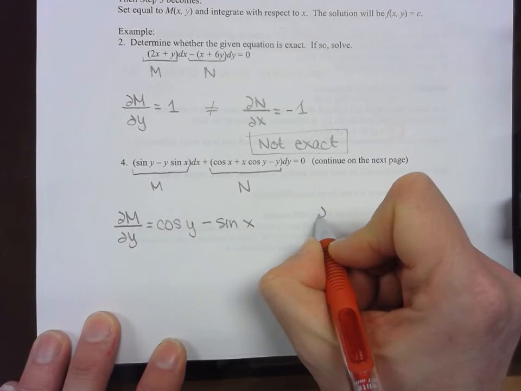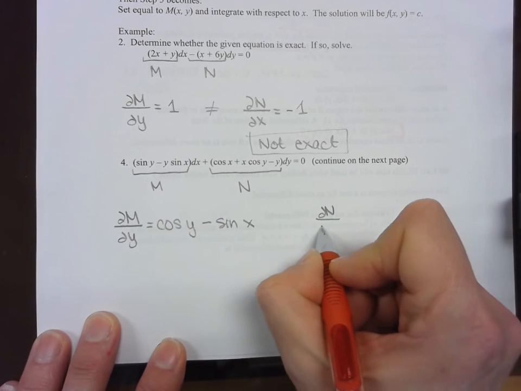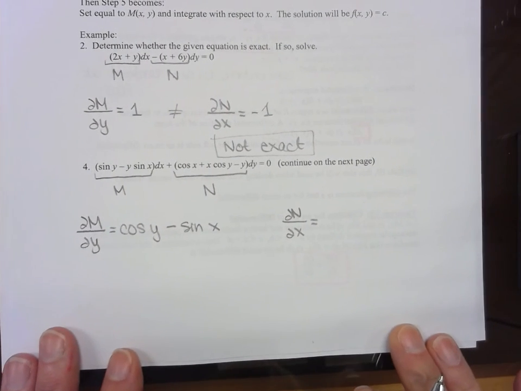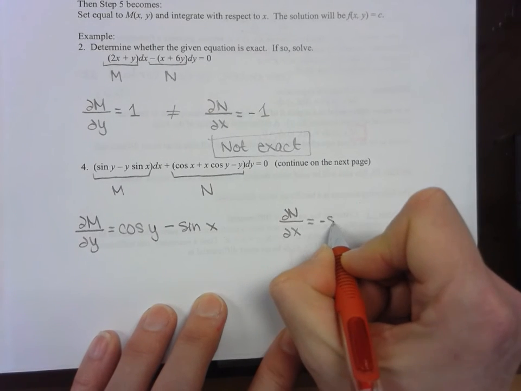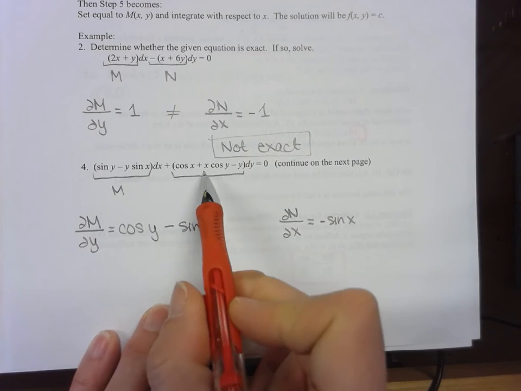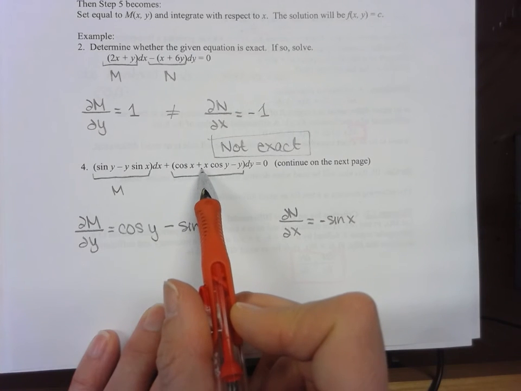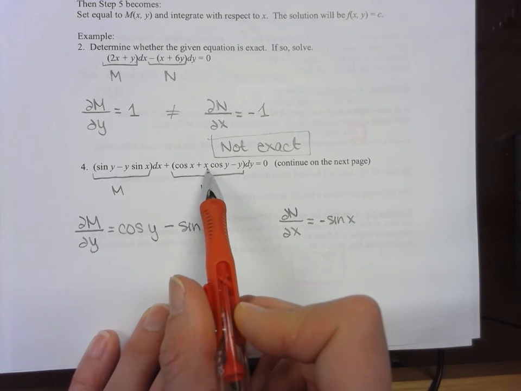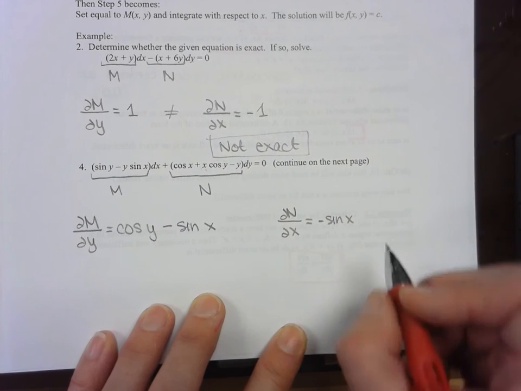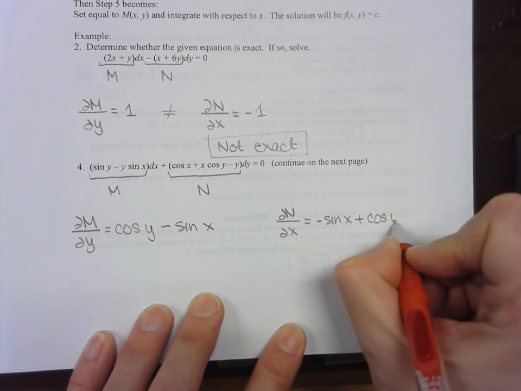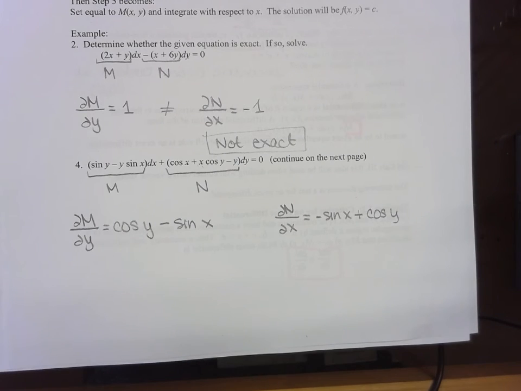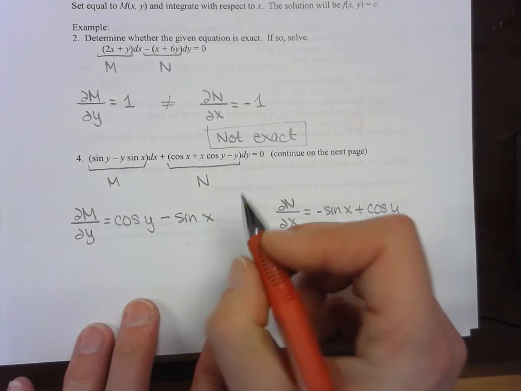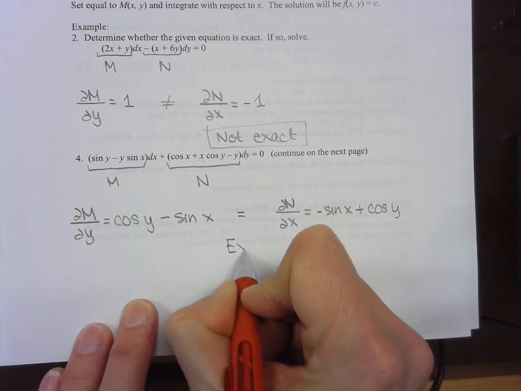And then we'll check the partial of N with respect to x. So what's the derivative of cosine x? Negative sine x, plus cosine y, because cosine y is a constant, the derivative of x is 1. And what's the derivative of minus y? 0. Yep. So I just get this, and yep, they're equal to one another. So it's exact.